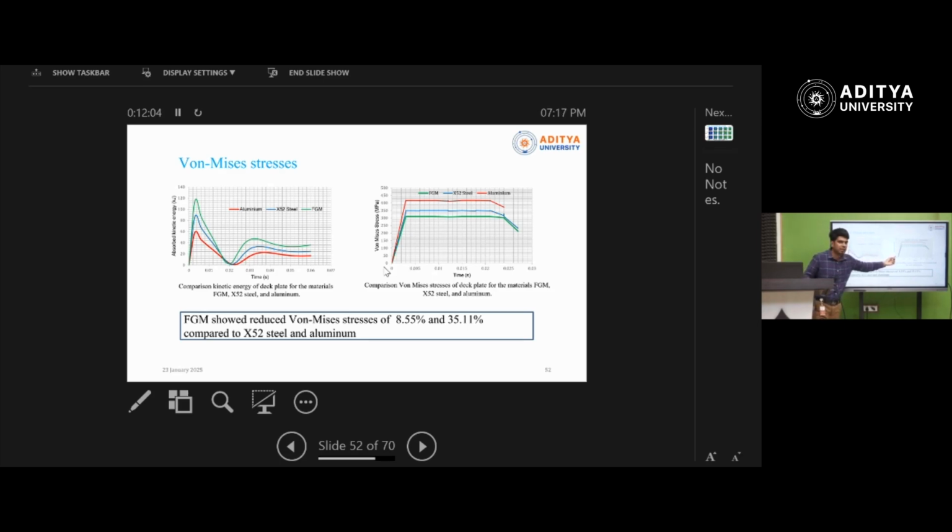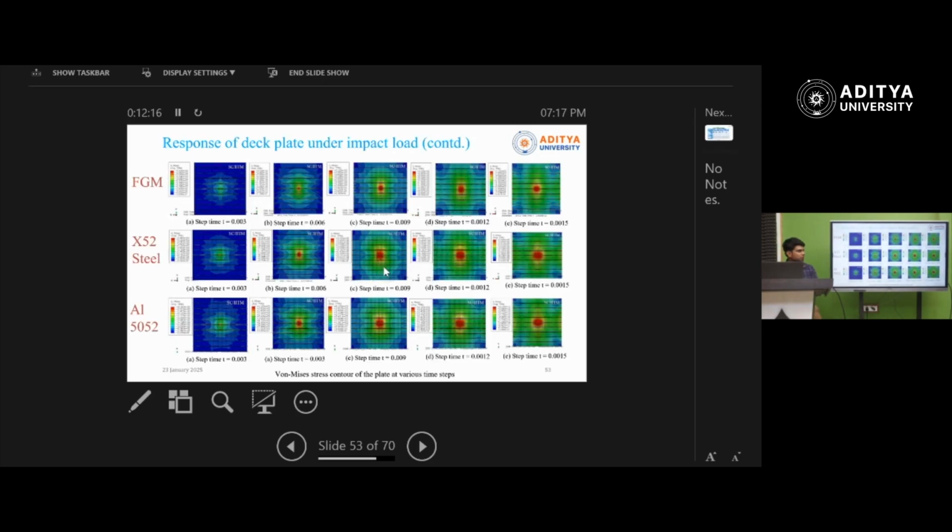Similarly, we can see the second plot, the von Mises stresses. There also the failure stresses are very, very less. In the green color plot, you can see that the failure stresses are very, very less. So here is the von Mises stress contour which you are seeing for the different materials. The stress concentration in FGM is less compared to other materials.